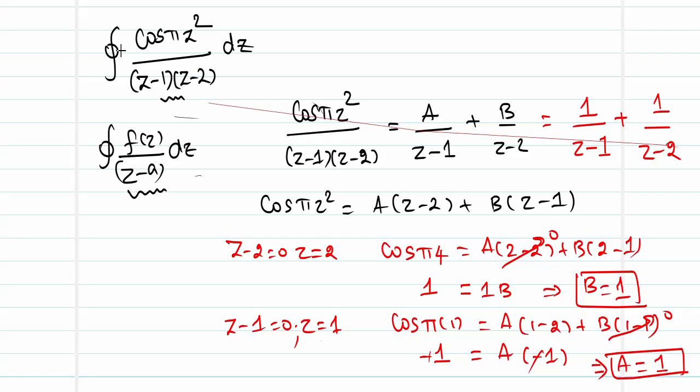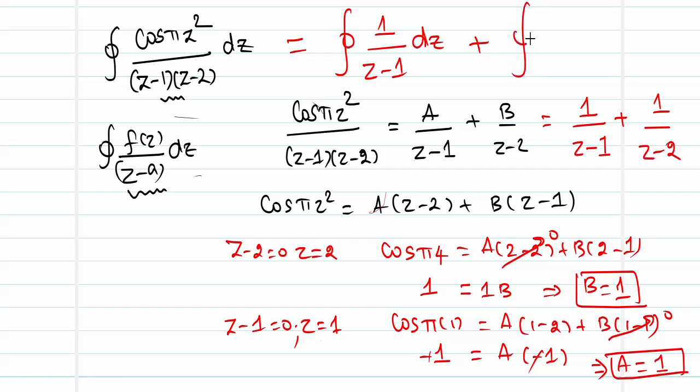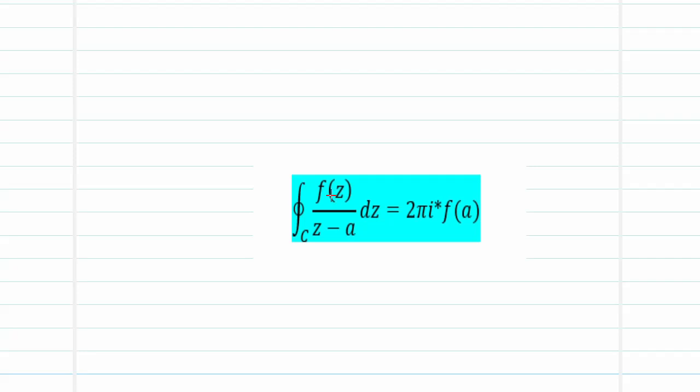Hence the integral of cos(πz²) by (z − 1)(z − 2) is the same as, how can I rewrite this problem now? The integral of 1 divided by (z − 1) dz plus the second integral of 1 divided by (z − 2) dz. So the problem which was like this has now been converted into a problem of this sort. Keep in mind, we used partial fractions because the terms were in product. We want only a single factor in the denominator. To make it a single factor, we used the partial fraction method. Now comparing it with the general formula, what do we know? The integral of f(z) by (z − a) dz is 2πi times f(a).